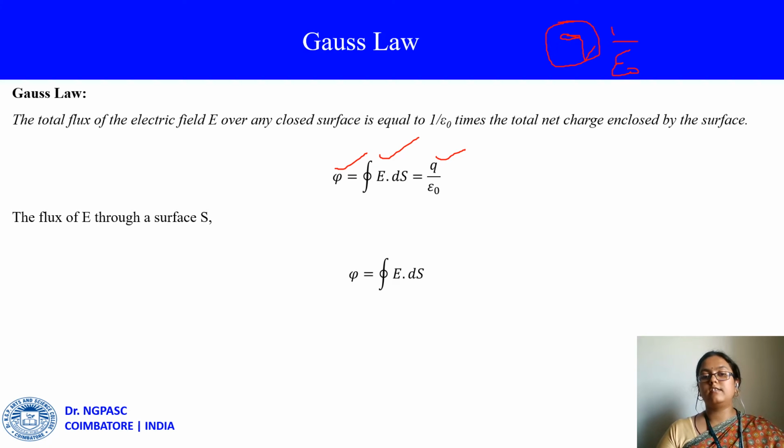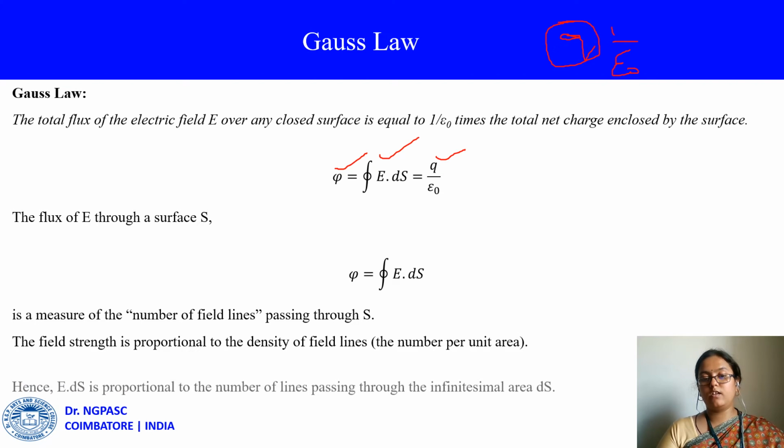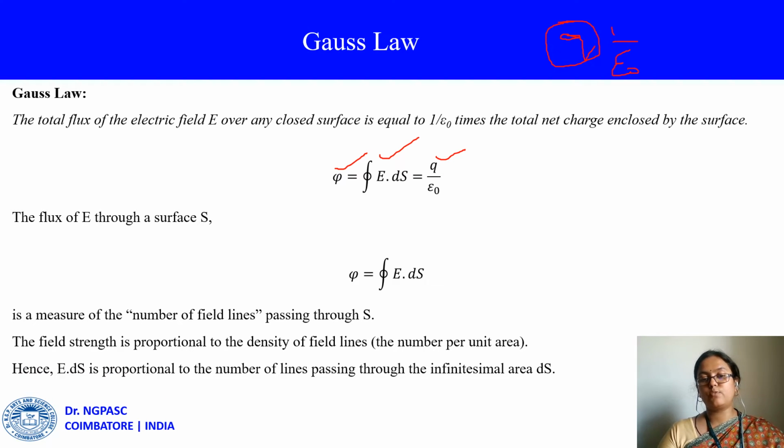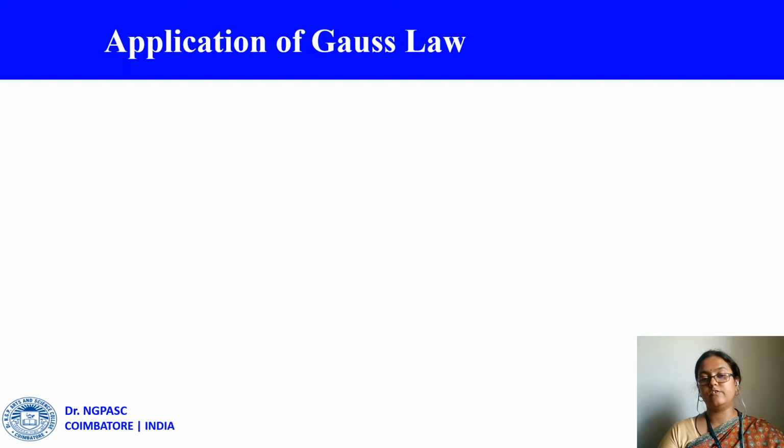So phi is nothing but closed integral of E dot ds and it's the measure of number of field lines. So from this we can say that the greater the flux, the greater will be the electric field strength. So E dot ds is proportional to the flux.